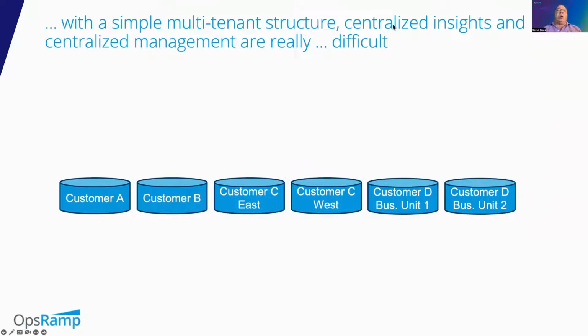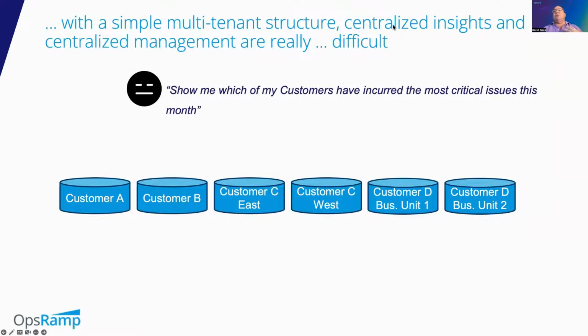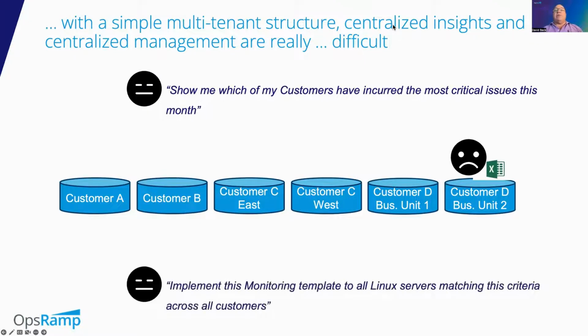In a normal product environment, you would say, show me which of my customers have incurred the most critical issues. You'd send a little guy out with a spreadsheet and he would have to go bounce across all the different customers and figure out which ones have got the most critical issues. Now, more importantly, if you wanted to implement a new monitoring template across all Linux servers, again, if you don't have a hierarchical model, you have to go and do it one by one across each client. So this can be time consuming and can waste time. So what do we do?